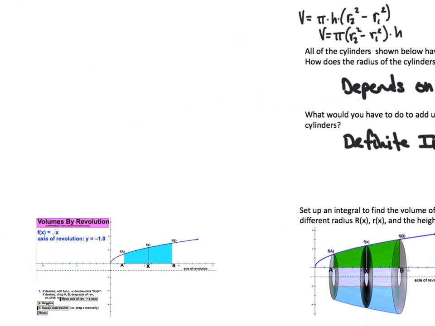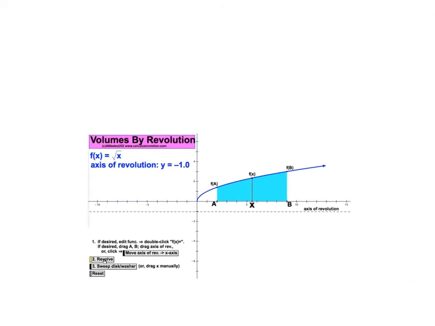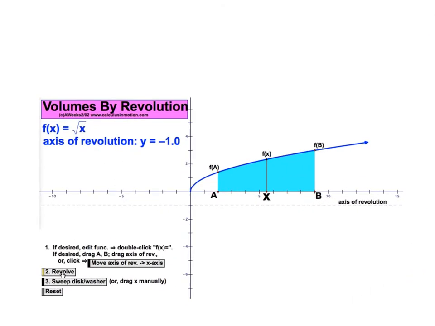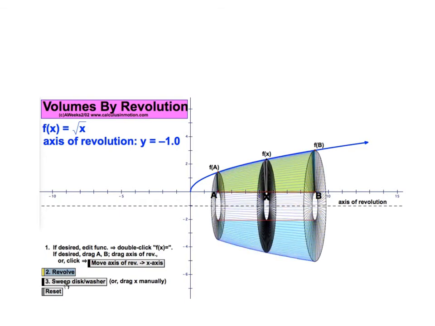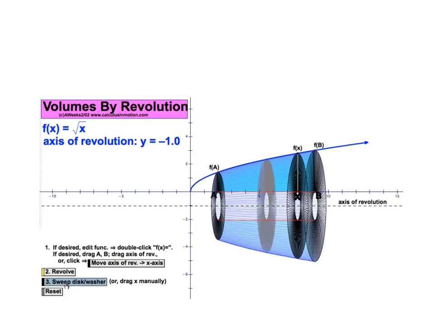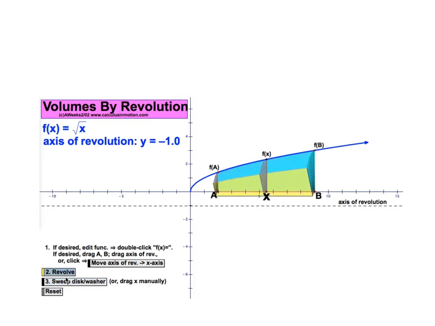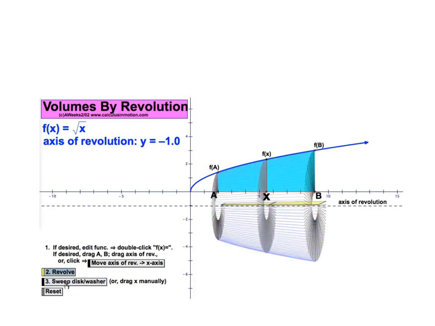So let's go ahead and take a look at something else, and see what this would look like. If I take this exact region and rotate it around the axis of revolution, which is y equals negative 1, then what we see here is that we have the space that's missing from the inside. And so we have to set up these integrals a little bit differently, but the concept is the same. We're just adding on another step.